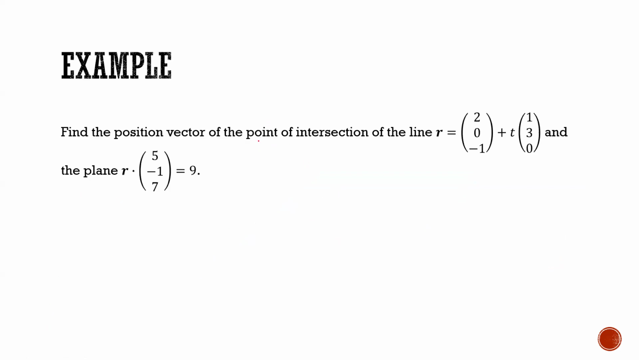Let's look at an example to solve that. So, we must find the position vector of the point of intersection of that line and that plane. There's a simple way to go about this. We can start by writing the equation of the line in parametric form. That would be x is equal to 2 plus t in this case, y is equal to 3t, and z is equal to -1. Then we write the equation of the plane in Cartesian form. In this case, it's going to be 5x minus y plus 7z is equal to 9.